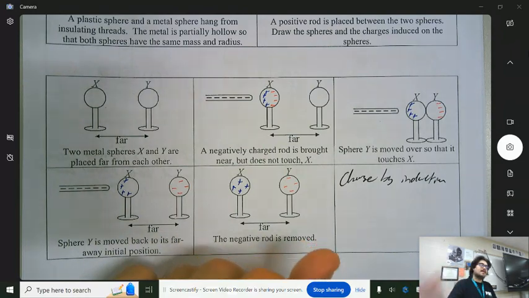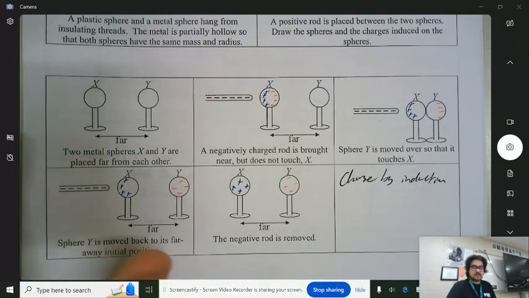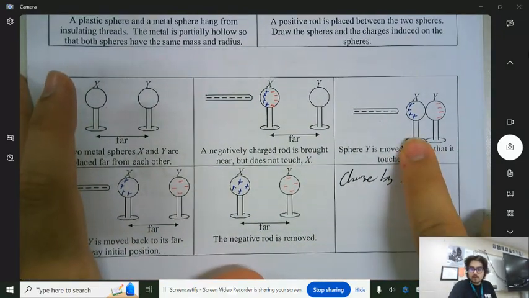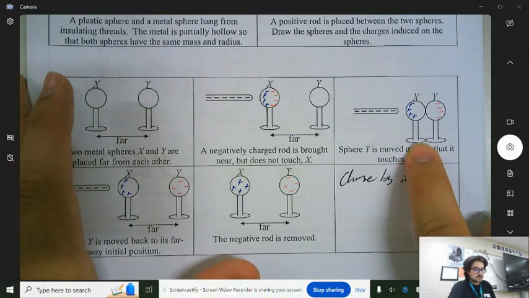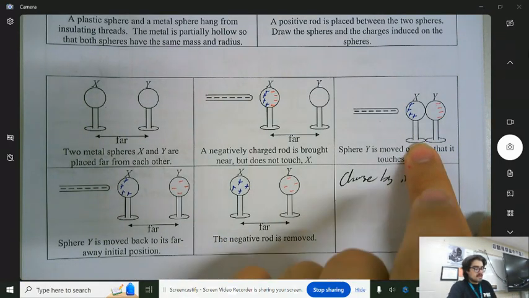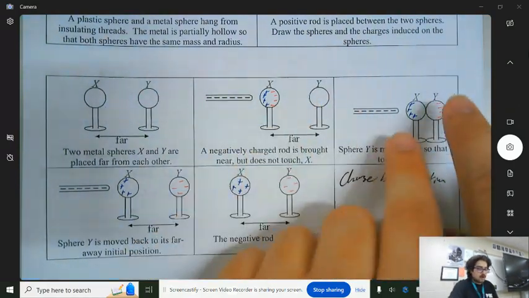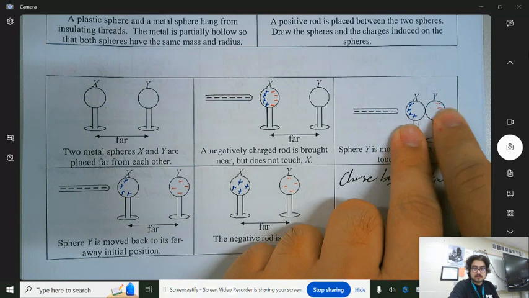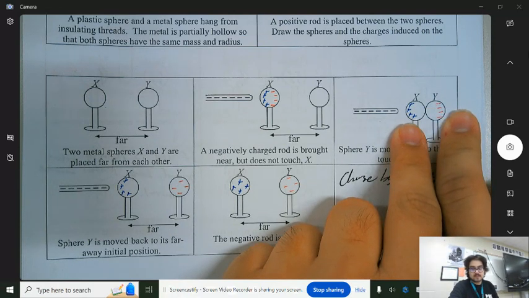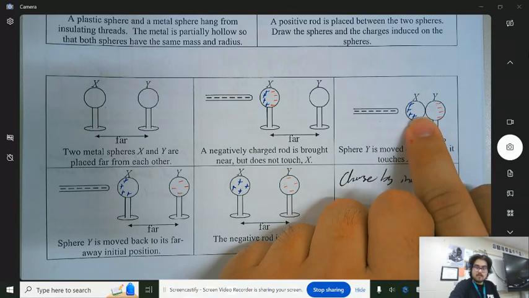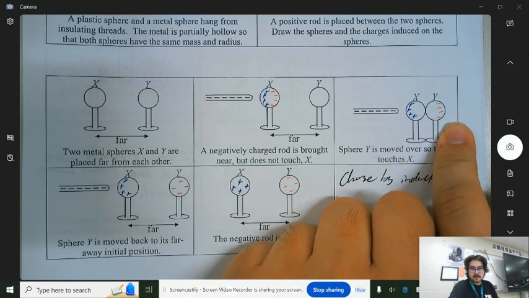Now, that gets kind of funky when you throw in sphere Y. If you bring sphere Y close to touch sphere X, when you connect them, they are now considered one object, and so the charges that are repelled are actually going to keep going and push themselves into sphere Y and go to the opposite side of sphere Y, okay? So you've got all the positive charges in sphere X, and you've got all the negative charges in sphere Y, okay?